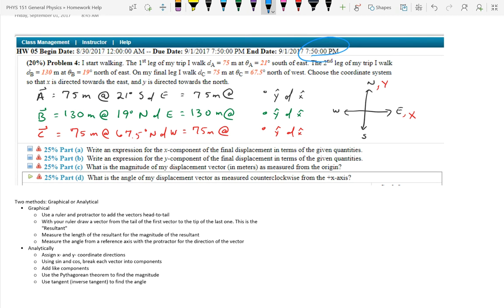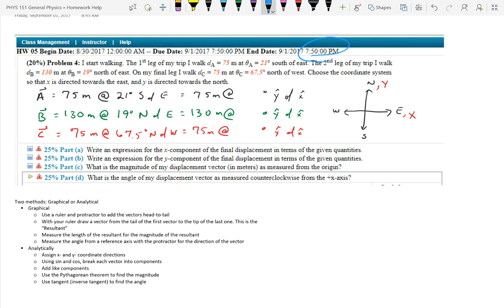And finally, 75 meters at an angle of 67.5 degrees north of west. Notice that each of these directions is measured with a different specification for the angle. So the first thing I did is I wrote them down with the specifications given. So A is 75 meters at 21 degrees south of east.